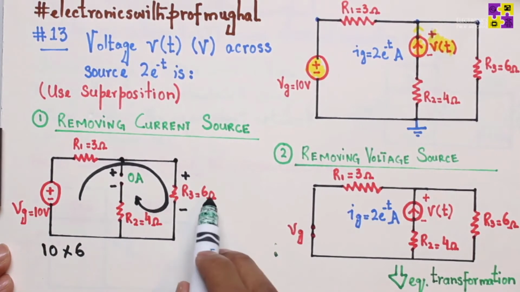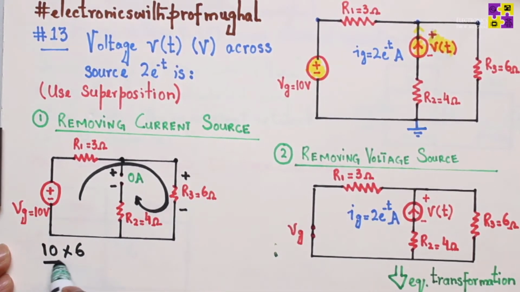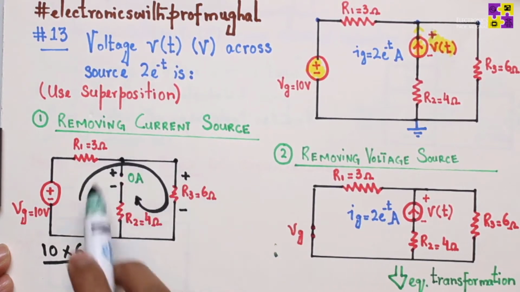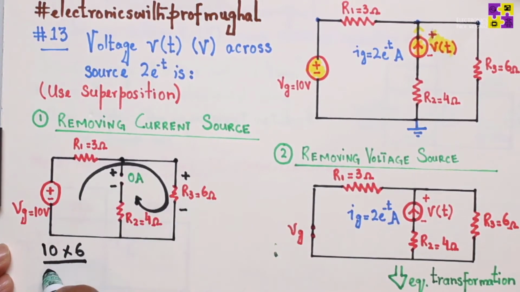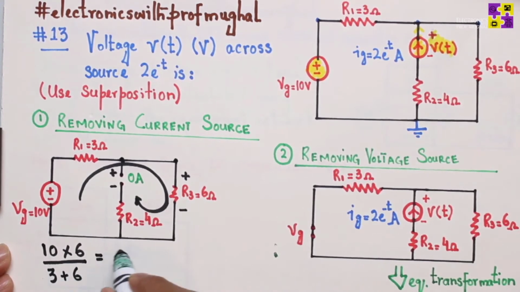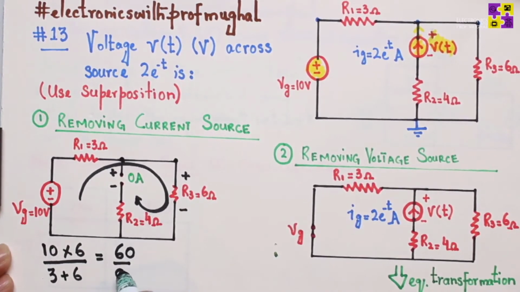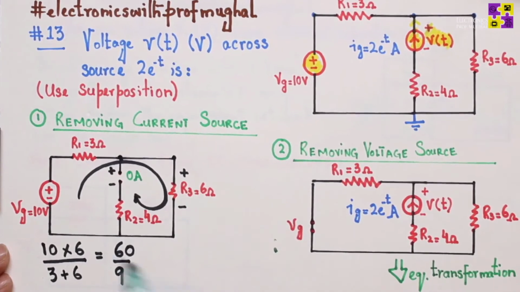So 10 volts times 6 ohms divided by the total resistance of the network. Since this becomes a series network, 3 plus 6 is going to be 9, right? If I do the math here, I basically get 60 over 9. Okay, let's stop here. We got this part done.